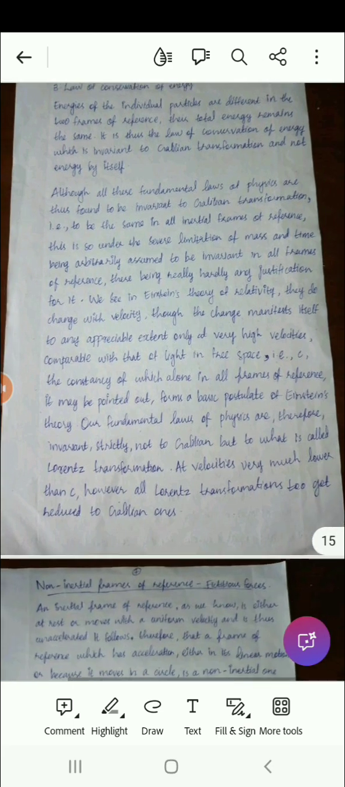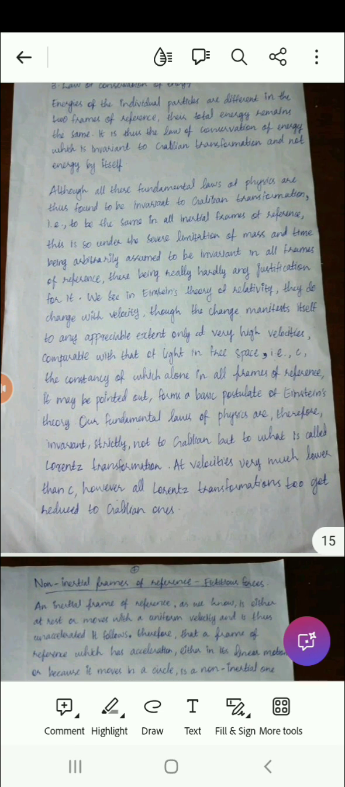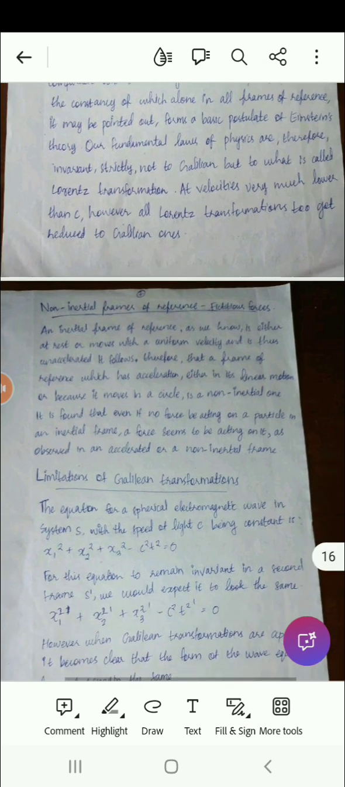We see in Einstein's theory of relativity, they do change with velocity, though the change manifests itself to any appreciable extent only at very high velocities, comparable with that of light in free space, that is c, the constancy of which alone in all frames of reference, it may be pointed out, forms a basic postulate of Einstein's theory. Our fundamental laws of physics are therefore invariant, strictly not to Galilean, but to what is called Lorentz transformation. At velocities very much lower than c, however, all Lorentz transformations do get reduced to Galilean ones.